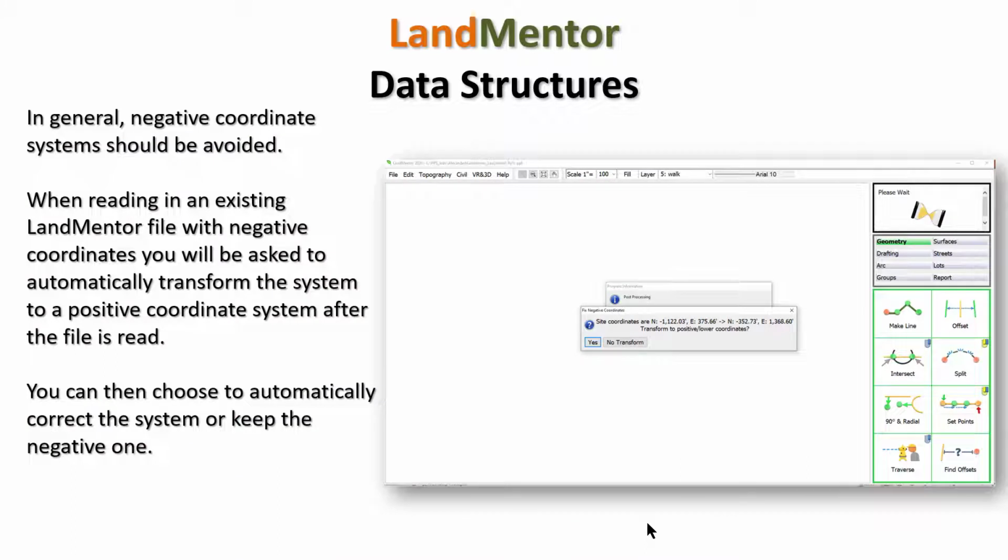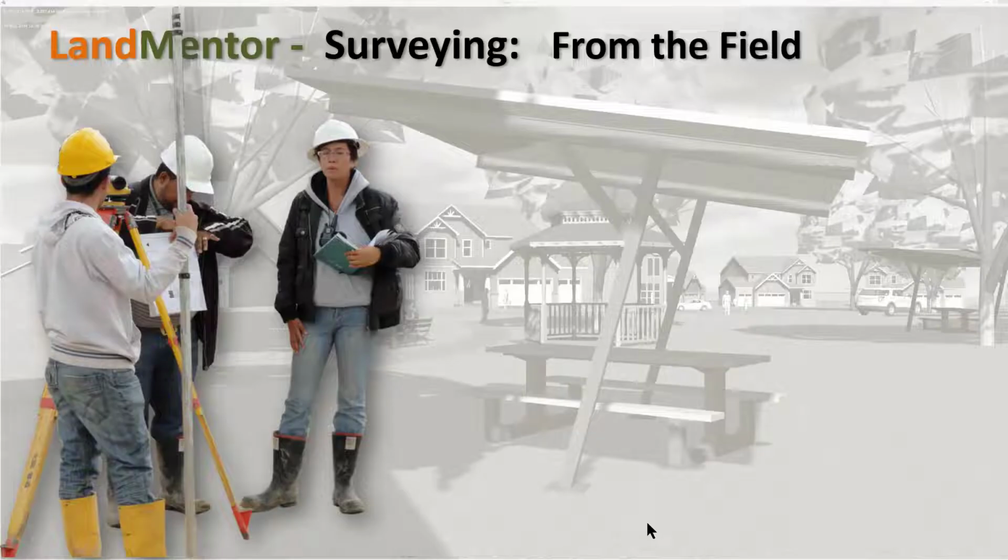So one thing, we don't like negative coordinates. So when you read in a LandMentor file with a negative coordinate, it's going to suggest you automatically transform it. You set the screen setting of what a rough coordinate system is. So it would transform it probably in the 10,000 range, but maybe you want to use it so there's no transform. I'm just telling you, so if you read a LandMentor file in and it's negative coordinates, this warning is going to come up.